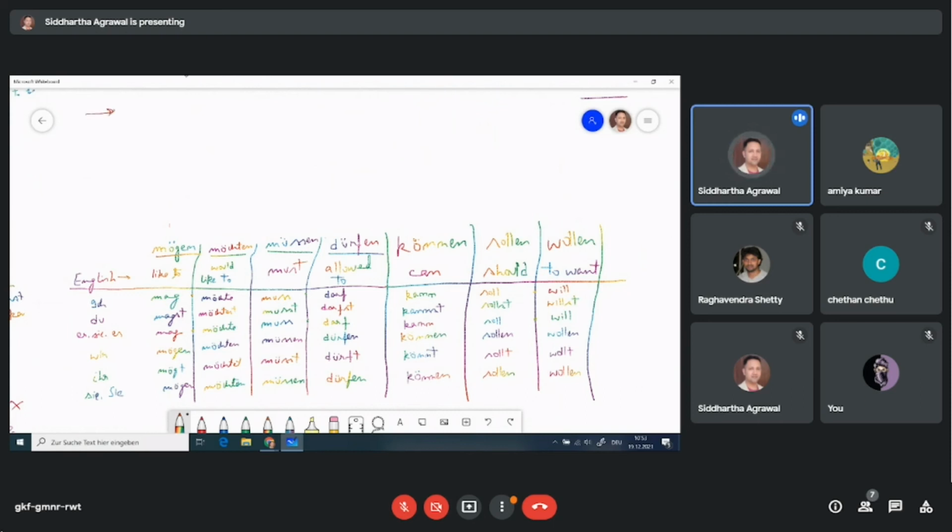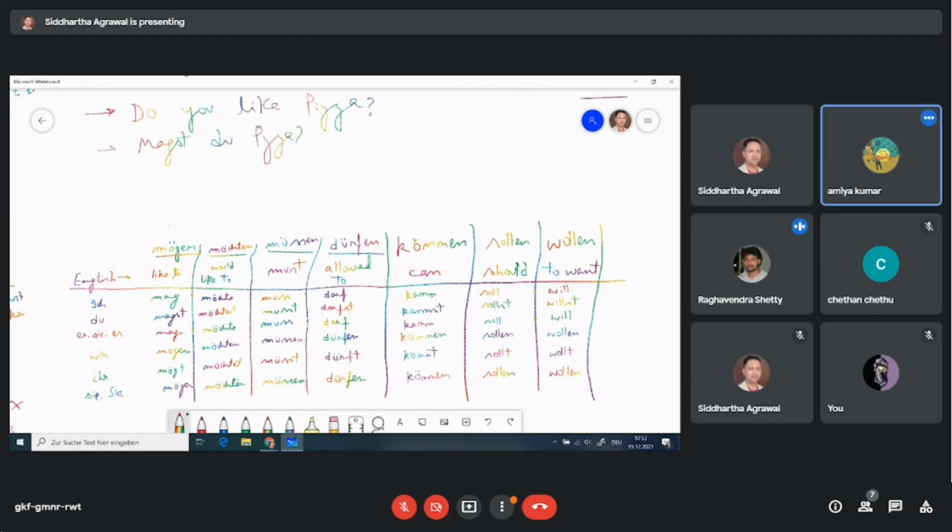Now, this is a little tricky. Do you like pizza? Right, friends. Question. Mögen, du. Yes. Magst du Pizza? Absolutely right.